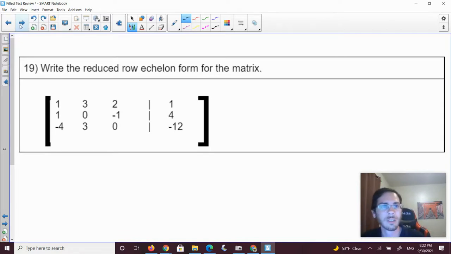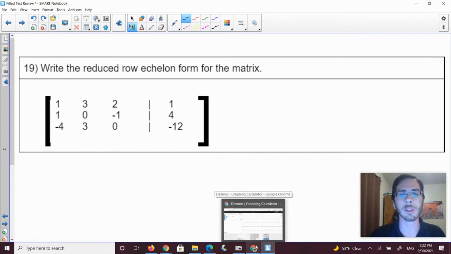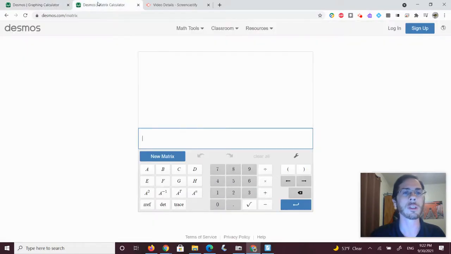Speaking of 19, we get to do reduced row echelon form for the matrix. This is basically a calculator question. We just want to RREF this thing. So again, you can throw that into your TI calculator. If you're using the Desmos matrix calculator, let me bring that up and we'll try throwing it in there.